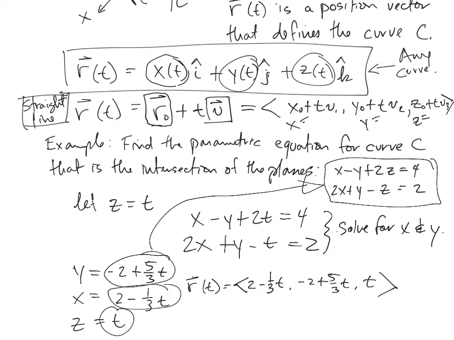But I didn't have to let z equal to t. I could have made x equal to t or y equal to t, and guess what? I'll get a slightly different looking equation here, right? Obviously. But there's not one unique parametric equation that defines that straight line. There's a whole bunch of them. There's an infinite number, actually. Okay? Okay, let's do another example.